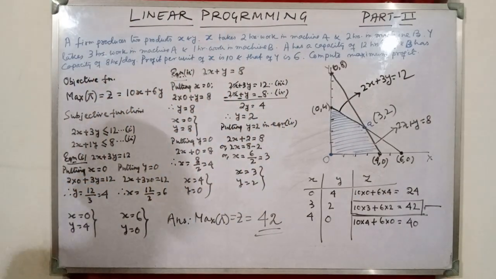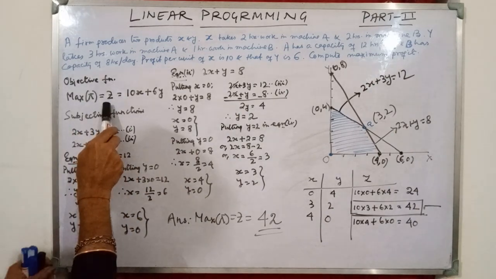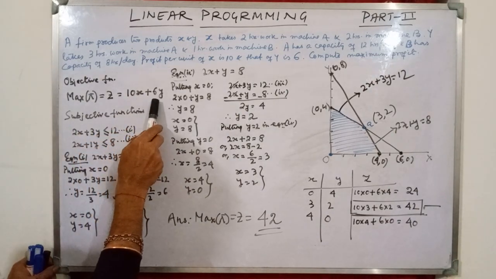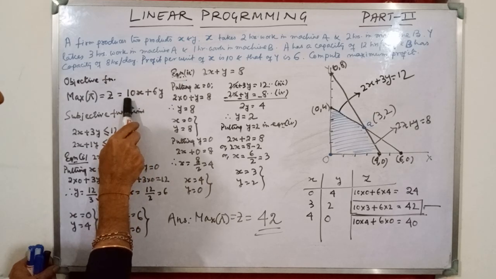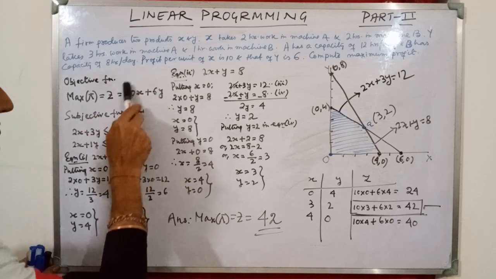So first we have formed the objective function, that is max Z equals 10x plus 6y. 10 is the profit per unit of X, 6 is the profit per unit of Y, so 10x plus 6y is the total profit.